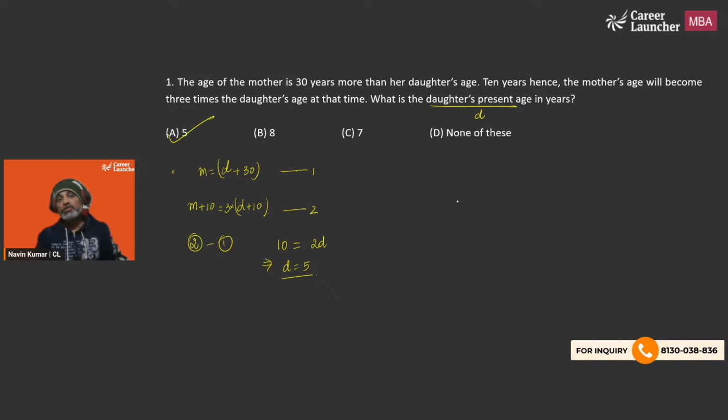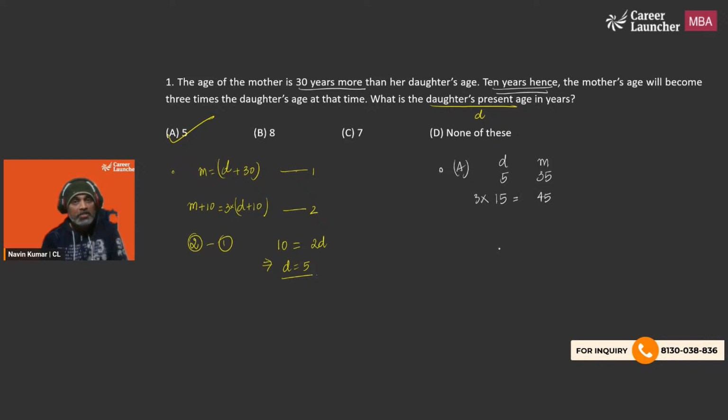Or we could have used the options as well. If we start with option A and consider the daughter's age to be 5, then the mother's age is supposed to be 30 years more, so 35. 10 years hence, the mother's age will increase by 10 and the daughter's age will increase by 10. It is given that the mother's age is going to be 3 times the daughter's age, which perfectly fits.